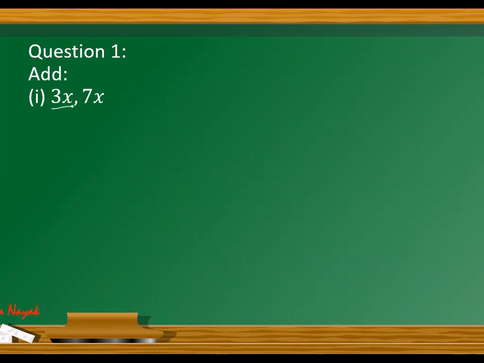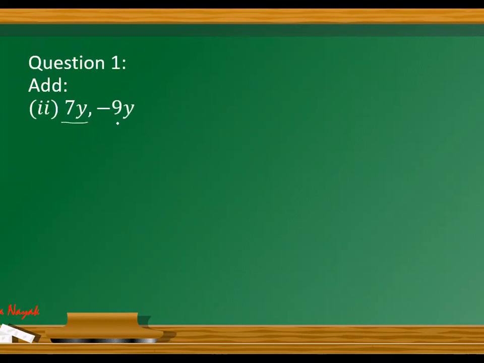First is 3x and 7x, add. This is your exercise 8C. The first question: add 3 times of x plus 7 times of x. So what you will do, first you will write with a positive sign, that means we are adding them, plus sign. Then 3 plus 7 will be added, the numerical coefficient, it will be 10 times of x.